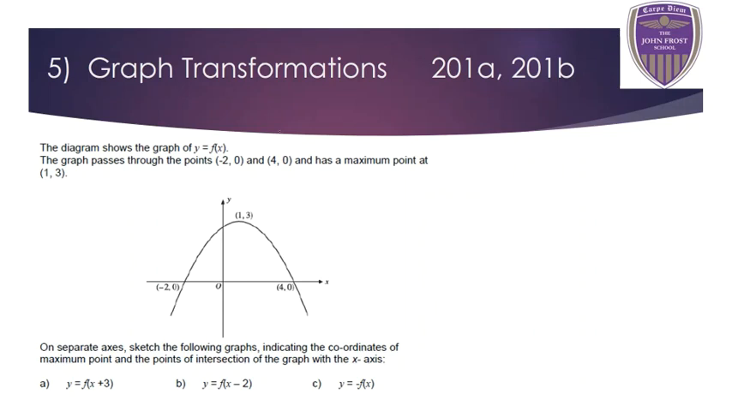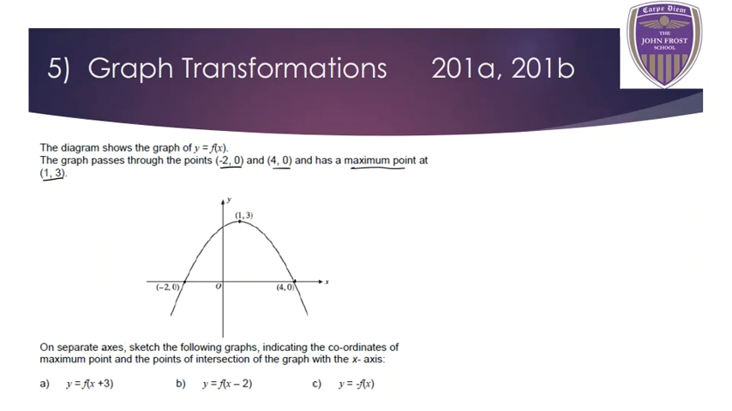Okay, a bit more on graphs now then. I've got a graph here, and we can see it's a curve graph, and the graph passes through the x-axis at -2, here, and at 4, here. And it's got a maximum point at this coordinate here, 1, 3. So here is where it's at the top of the graph, and it turns back down. So we can see the shape of the graph.